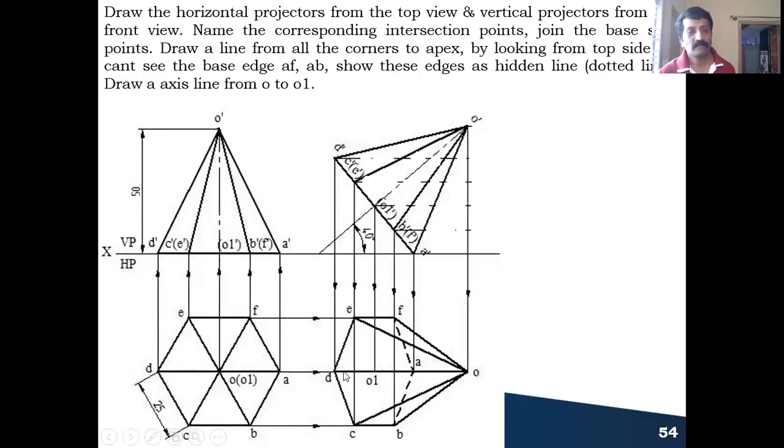D to O you can see, yes. E to O and C to O also you can see. And F to O, B to O, you can see, it becomes the outermost boundary line. A to O I cannot see.